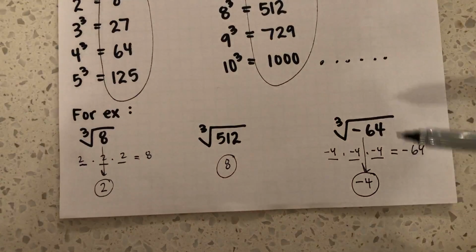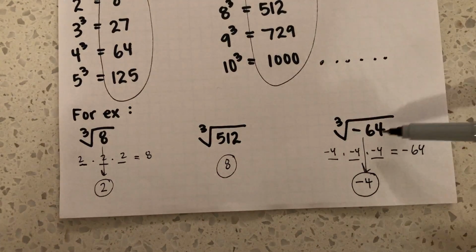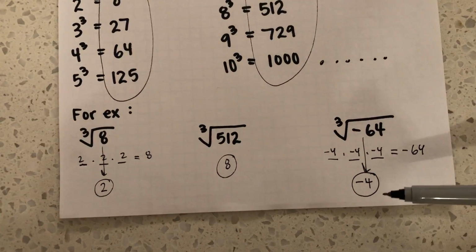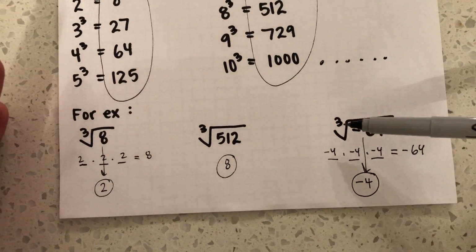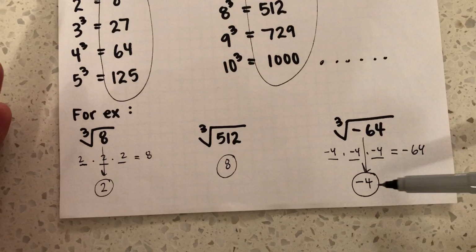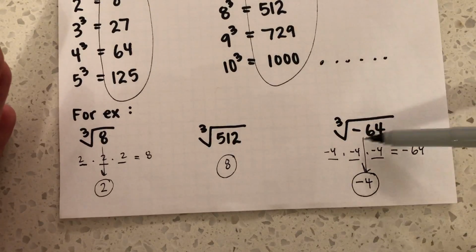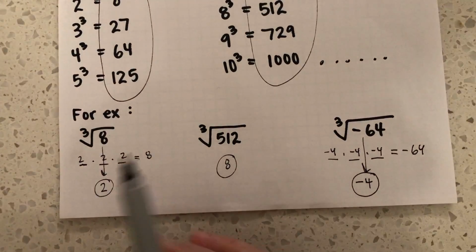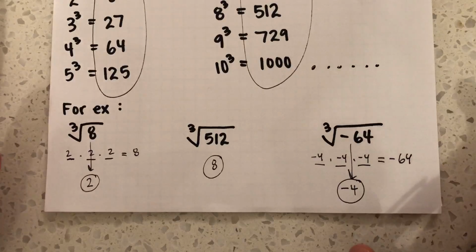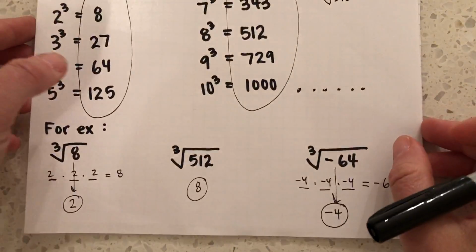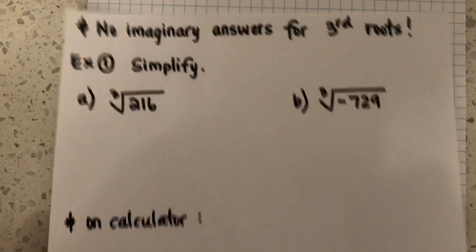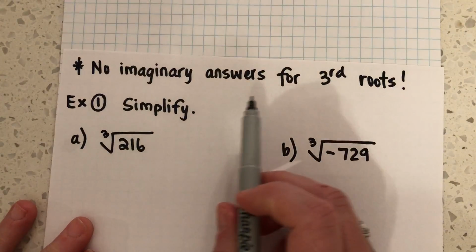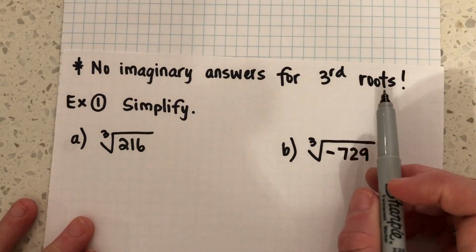So you are allowed to take the third root of a negative number and get a real number answer. There are no imaginary answers when it comes to the third root. You can still get a real number answer when you take the third root of a negative number. So i does not come out to play when you take the third root of a negative number. I just wanted to put that in writing for you. There will be no imaginary answers for third roots.